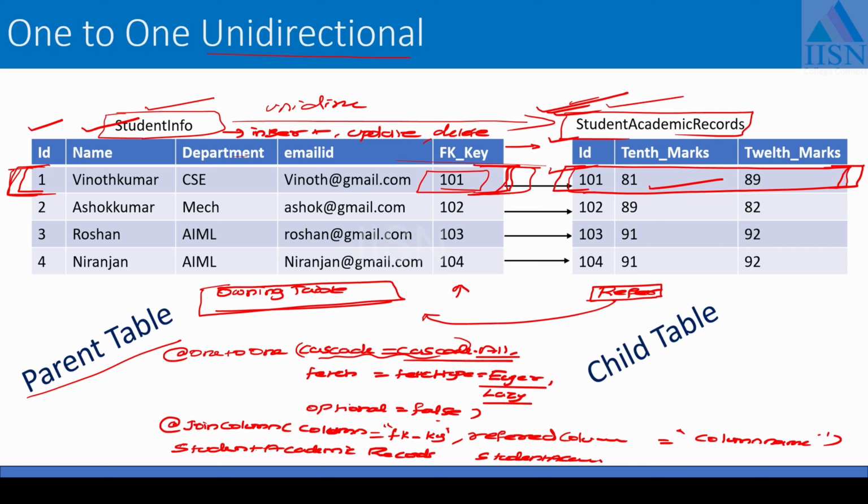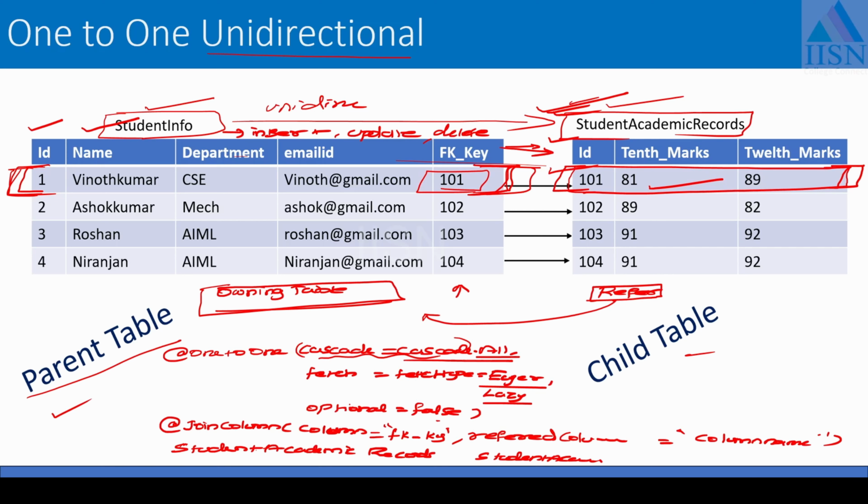Okay, so only these things we are going to write in the parent table, that is the owning table. In the child table, we are not going to write anything. We are just going to hold the values. Whatever variables it has is just going to be held, because it is unidirectional. So unidirectional means what?